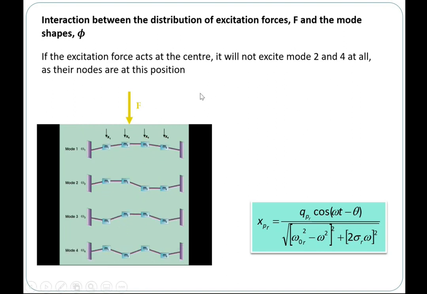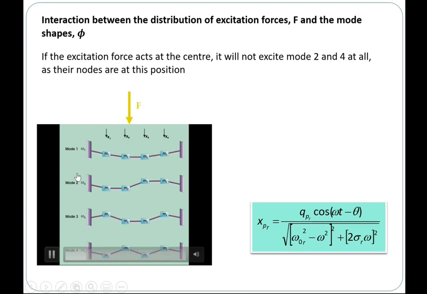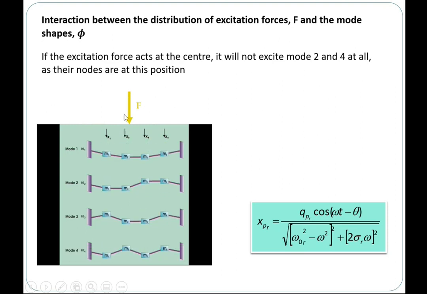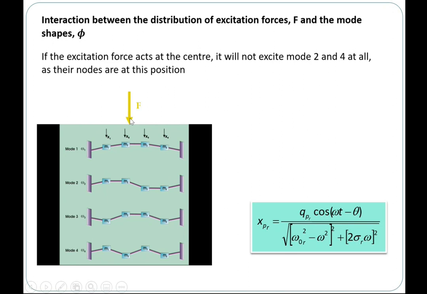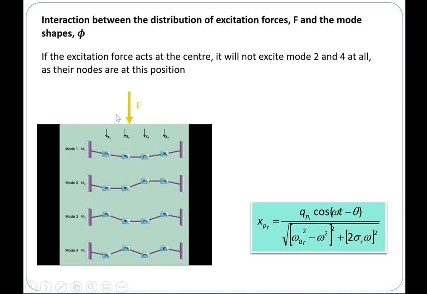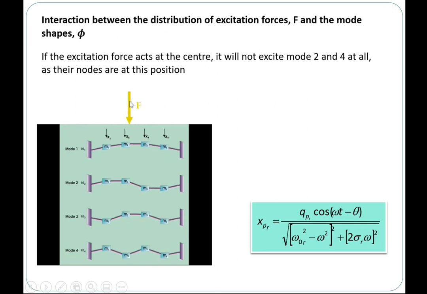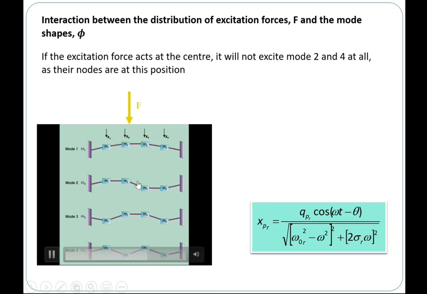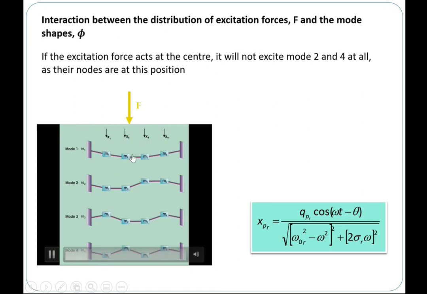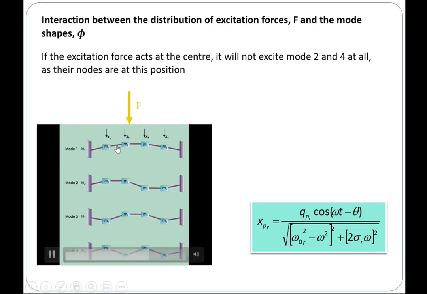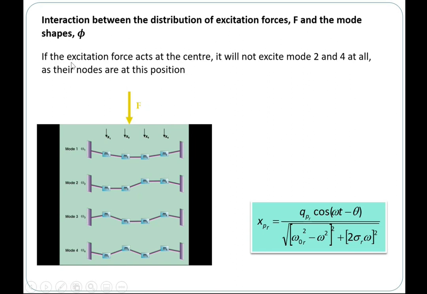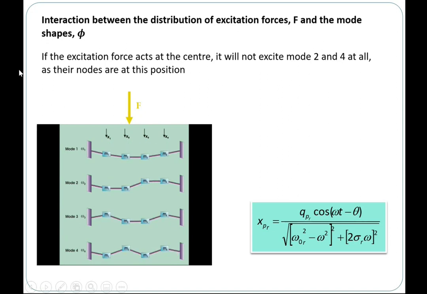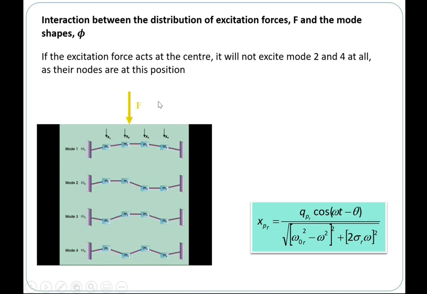All right. So in the case of, let's say, I mean, talking about just probably unidirectional, or what we call a nodal force at one point. So if I have a nodal force at one point, when it acts at the middle here, right? At this particular point in the middle of the beam itself. So if the excitation force acts at the center, it will not excite mode 2 and mode 4 at all, as they are not at this particular position.